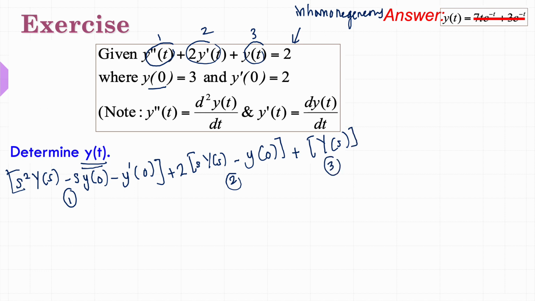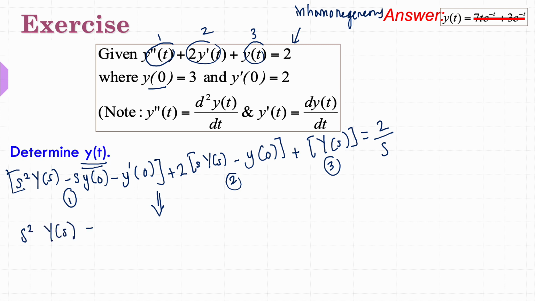So this is for the third term, and equals 2. If we convert 2 into S domain, it will become 2 over S. All right, I believe you are able to solve this equation. Please try to solve this. I will leave it to you.